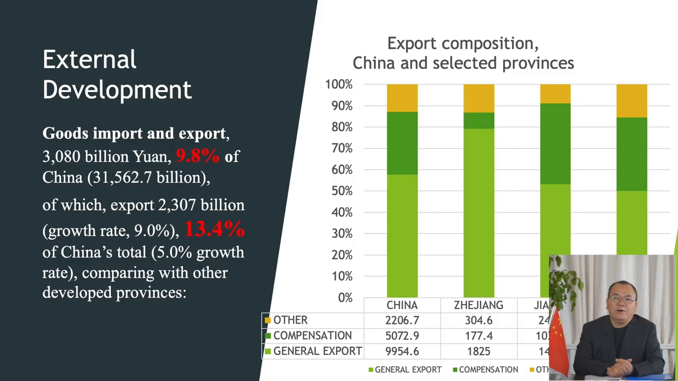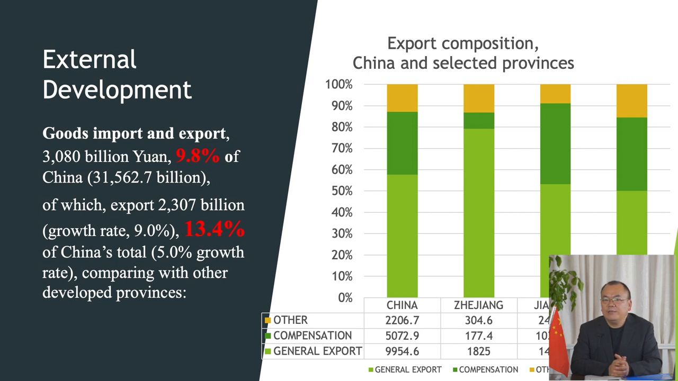it exports about 80% general export. And its compensation export is quite small compared with other developed provinces, Jiangsu and Guangdong. You will see for Jiangsu and Guangdong, their general export occupied a little bit higher than 50%. So what's the difference?